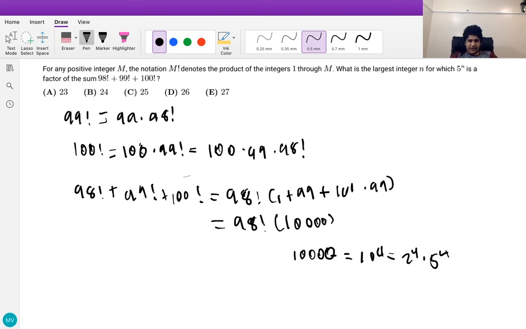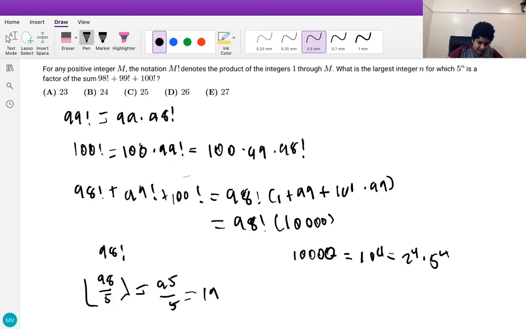Now, all we need to do is find the number of factors of 5 in 98 factorial. To do this, we look at the number of multiples of 5 between 1 and 98 inclusive, because these will be the ones that add to the total number of factors of 5. This is simply 98 divided by 5, and then taking the floor of that, since we want an integer value, the greatest integer less than 98 divided by 5. This is equal to 95 divided by 5, or 19.